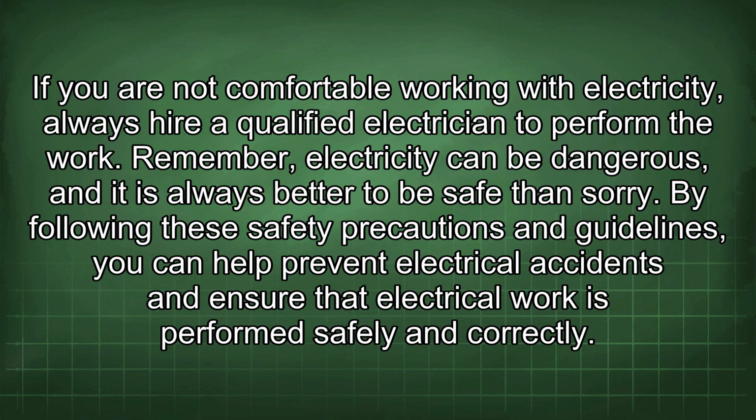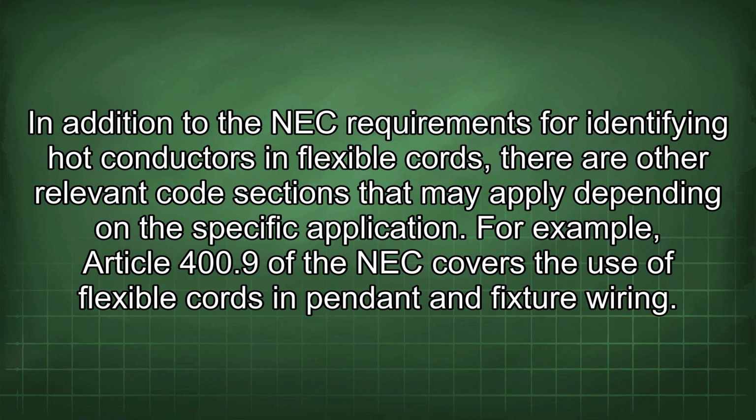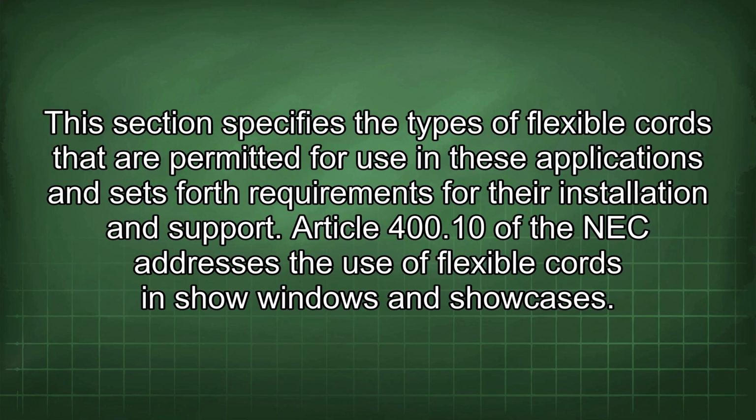By following these safety precautions and guidelines, you can help prevent electrical accidents and ensure that electrical work is performed safely and correctly. In addition to the NEC requirements for identifying hot conductors and flexible cords, there are other relevant code sections that may apply depending on the specific application. For example, Article 400.9 of the NEC covers the use of flexible cords in pendant and fixture wiring. This section specifies the types of flexible cords that are permitted for use in these applications and sets forth requirements for their installation and support.